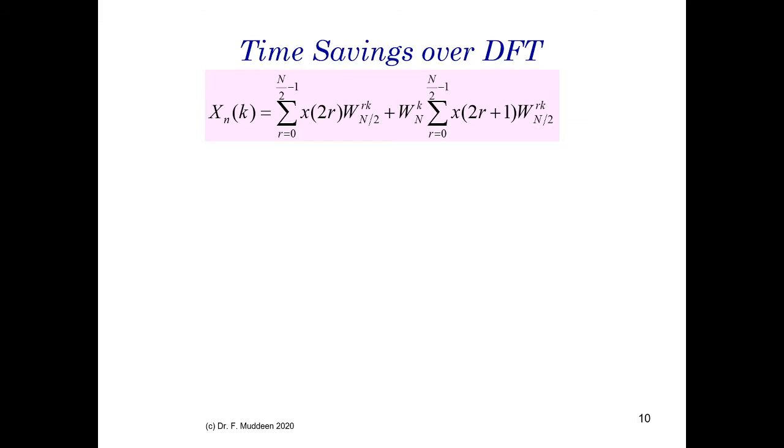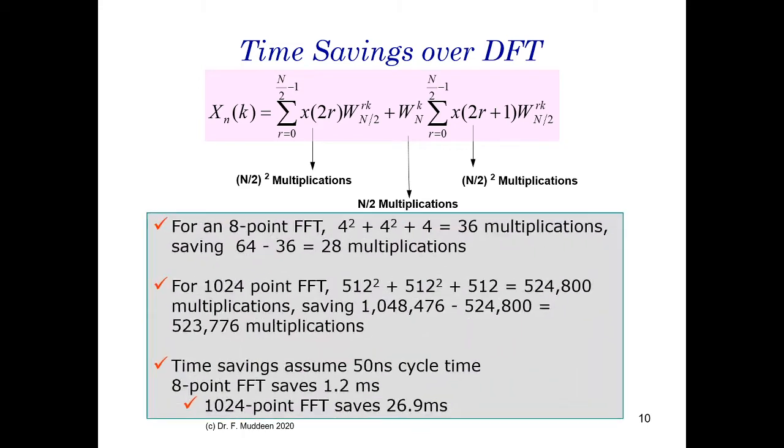Originally, if we extract how many calculations we need to do, the first part was going to be (N/2) squared multiplications. The twiddle factors are going to be N divided by 2 multiplications, and then the next summation is going to be (N/2) squared as well. And if we watch the calculations here, an 8-point FFT means you're going to have only 36 multiplications, whereas for the DFT there are going to be 64 multiplications. So you get a nice, good enough saving.